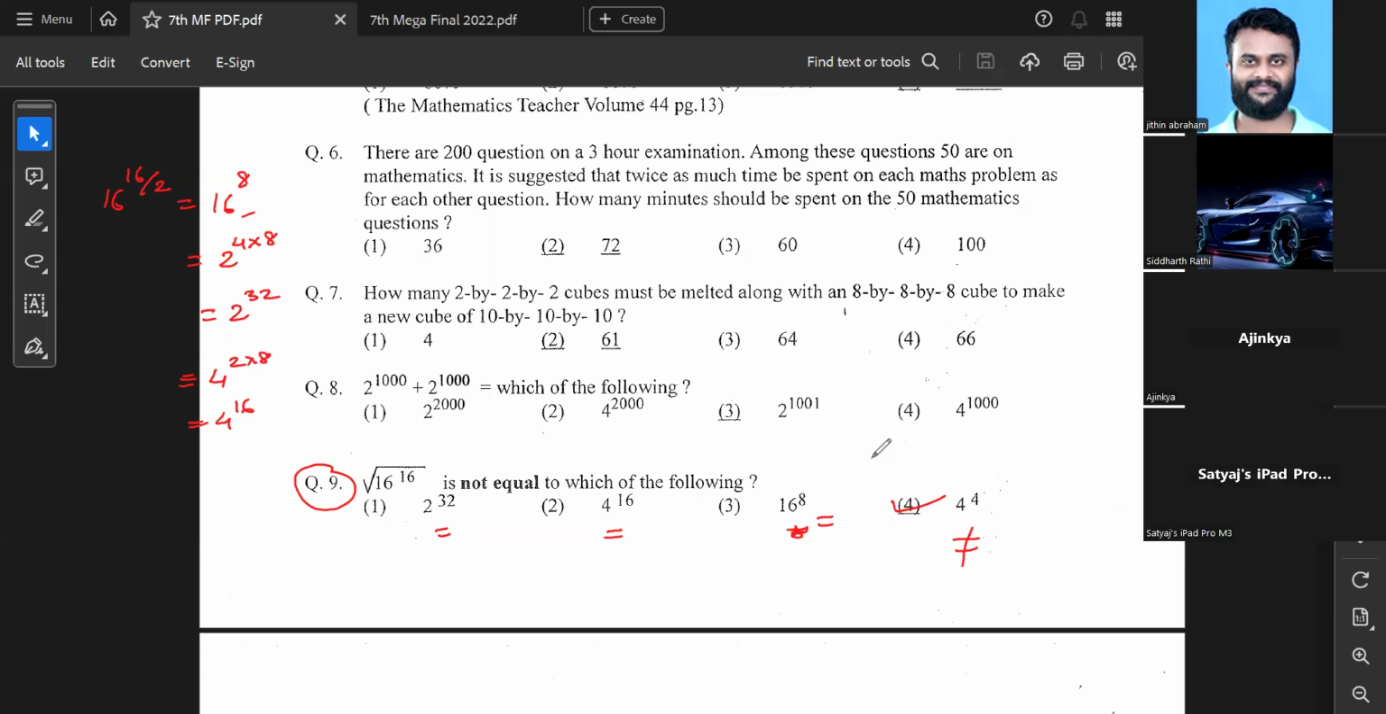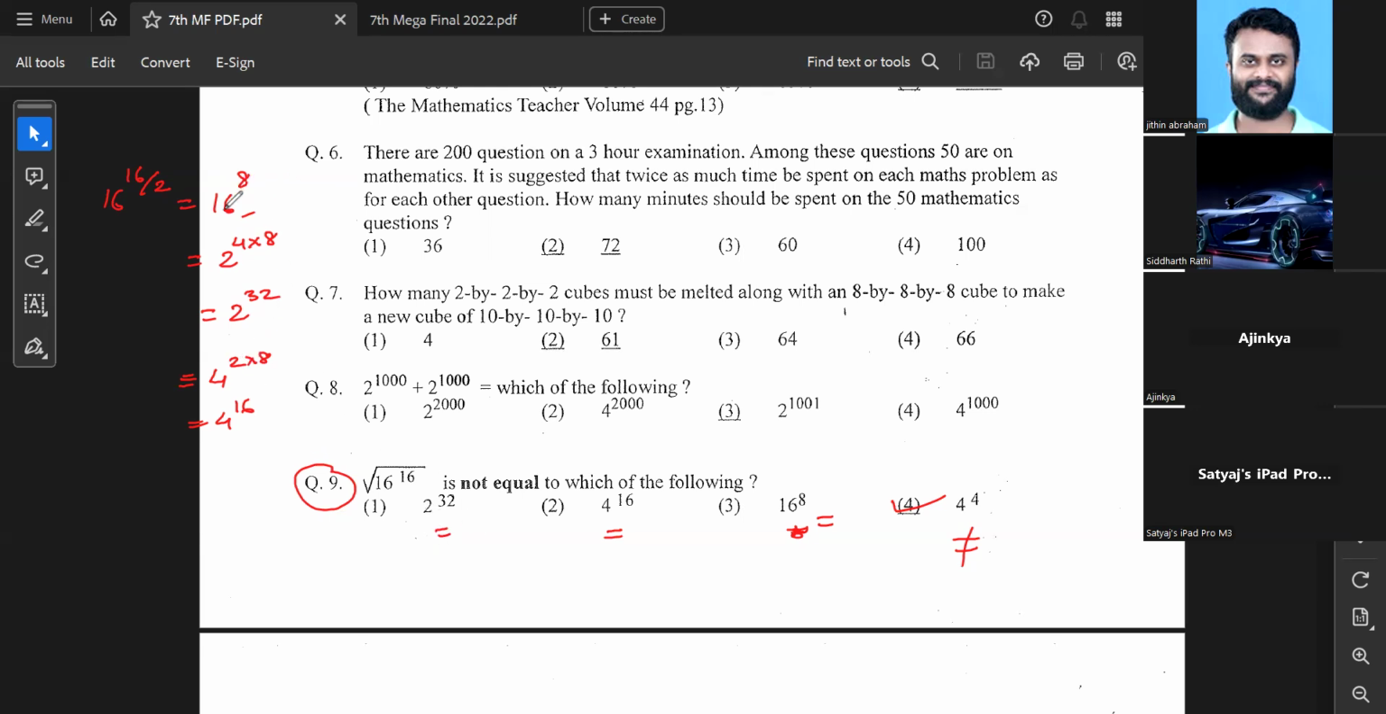So can you re-explain the problem? Sure. You have 16 raised to 16 ka square root, which is 16 raised to 16 divided by 2. 16 divided by 2 gives 8. This is 16 raised to 8. Instead of 16, I can write 2 raised to 4, which means 2 raised to 4 into 8. 4 into 8 is 32. So it is also equal to 2 raised to 32. Hence 2 raised to 32 is an equal number.